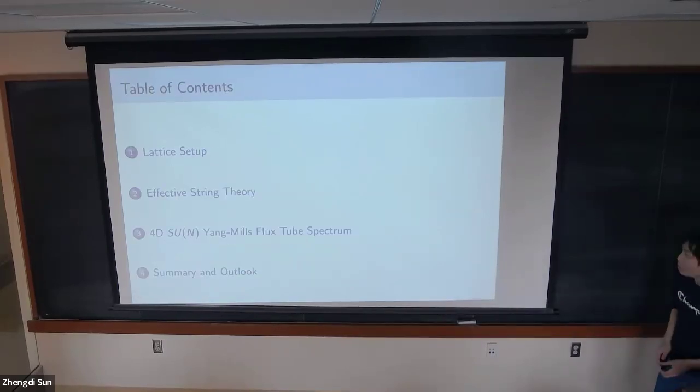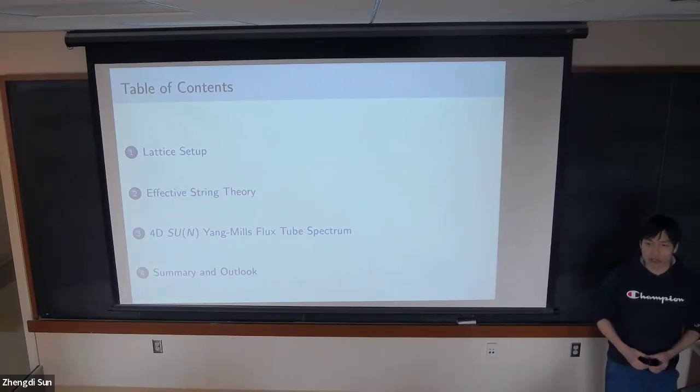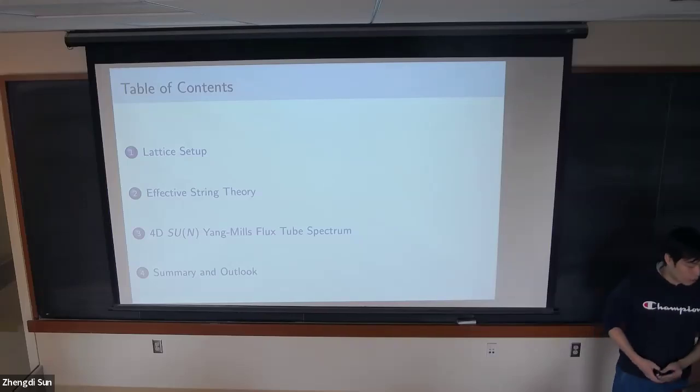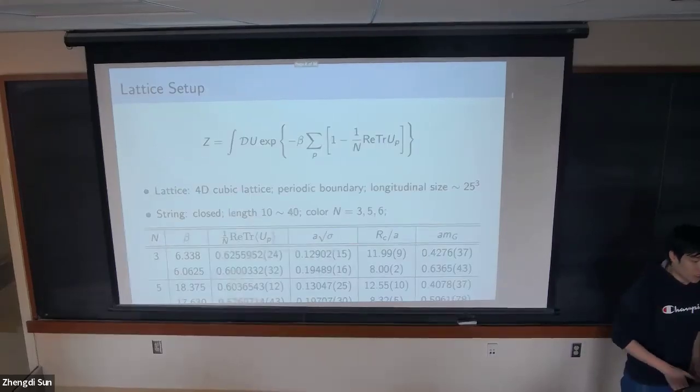So the outline of my talk today will be separated into several parts. First, I will briefly review the lattice setup, mostly just to fix the conventions. Then I will review the effective string theory and how I'm going to compute the spectrum of this low-lying flux tube spectrum using theoretical methods. Then we'll go to the main result, showing you some of the data and how well our theory matches. And then we go to the summary. So first is the lattice setup.